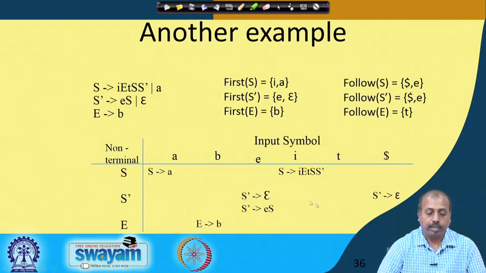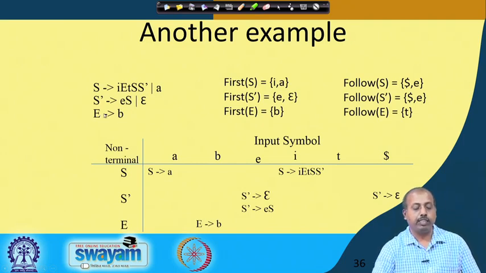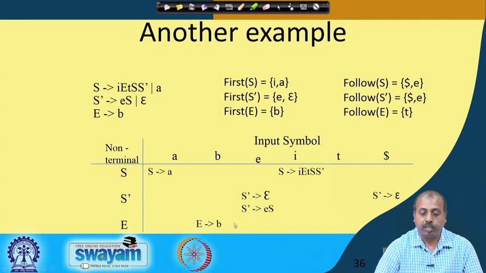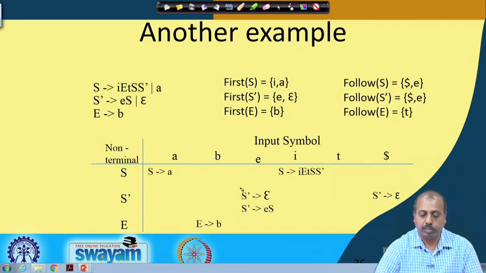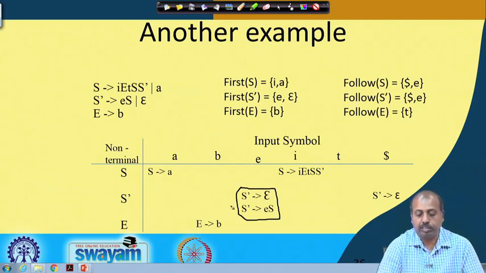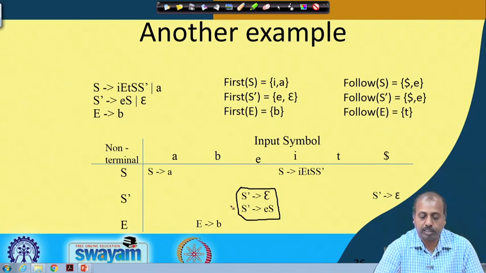And then E producing B: the first of E contains B only, so there I add this rule, E producing B. Now, look into this particular cell. There are two rules by which we can proceed. This is happening because the grammar that we have taken is the if-then-else grammar, and this if-then-else grammar is an ambiguous grammar. That is why this situation has occurred.